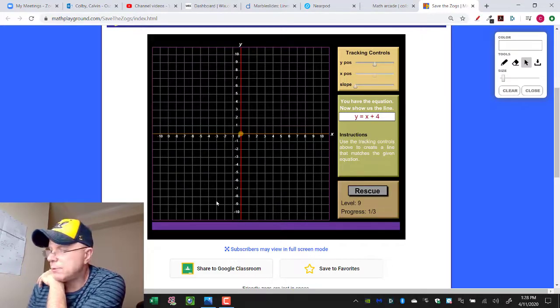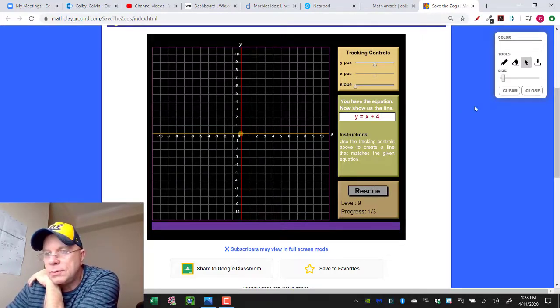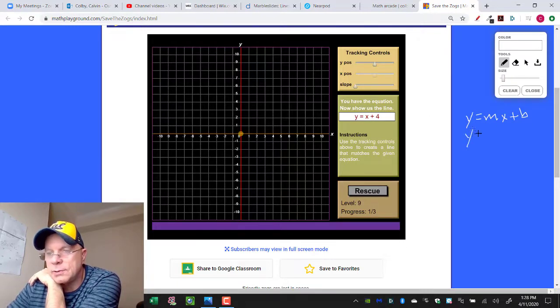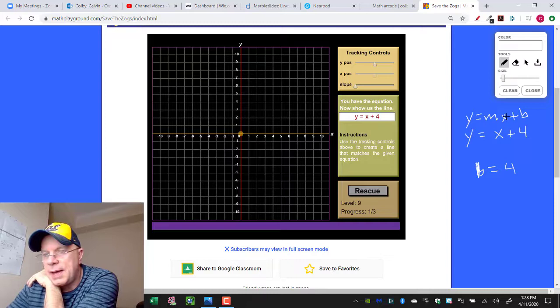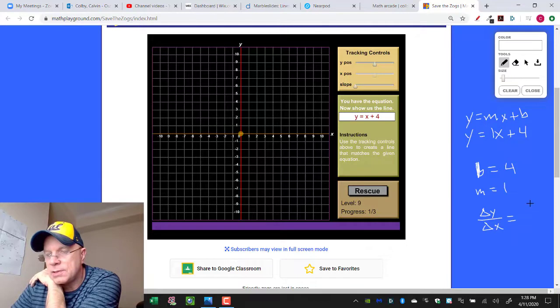y equals x plus 4. y equals mx plus b. And then I write this equation, y equals x plus 4. Clearly b is positive 4. But what is x? What is m? mx is x. Well, x is 1x, so m must be 1. So delta y over delta x could be represented as 1 over 1.